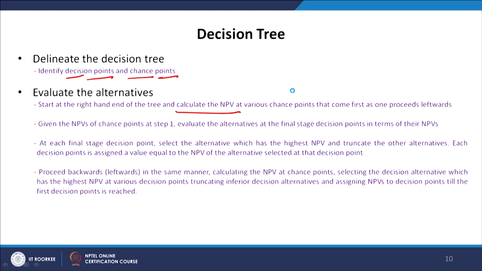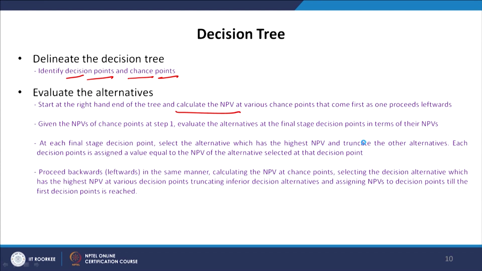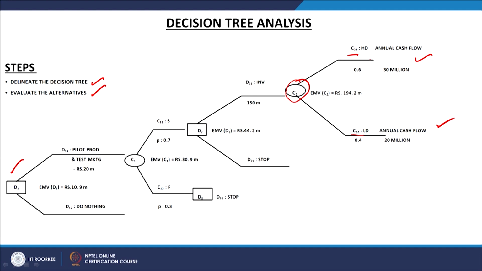Similarly, given the NPVs of the chance points at step 1, we then have to calculate the NPVs on the basis of the values given here. We will have to calculate the NPVs by applying the present value interest factor for annuity concept. Once that NPV is calculated, given the NPVs of the chance points at step 1, we evaluate the alternatives at the final stage of the decision, on the basis of the chances here, this chance and this chance. These are the two outcomes of the chances, and the probability assigned is 60%, 40%.